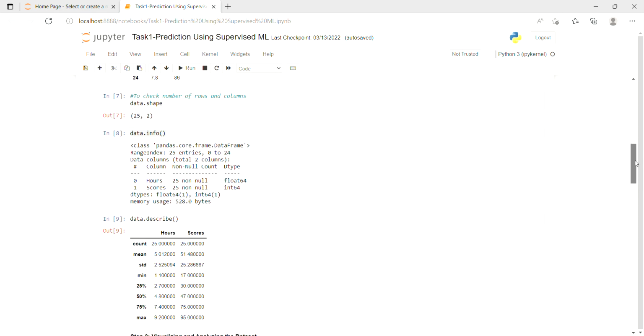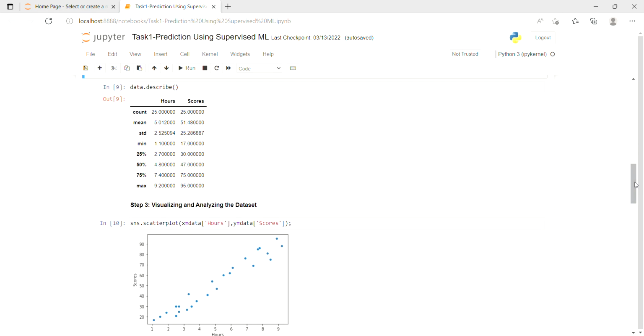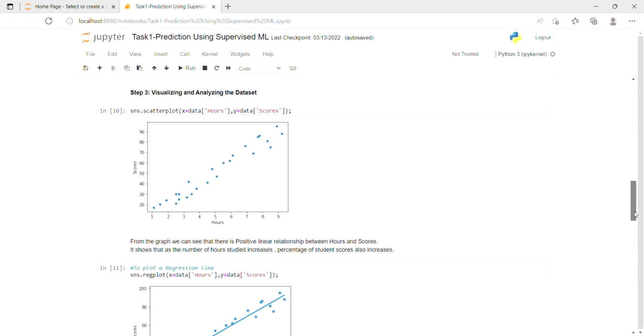The next one is we are checking the number of rows and columns, which contains 25 rows and 2 columns, and checking for the info of the data set, which tells it is non-null. That means it doesn't contain any missing values. We're describing the data, which talks about the statistical functions of our data: the count, mean, standard deviation, minimum, max, and the interquartile ranges.